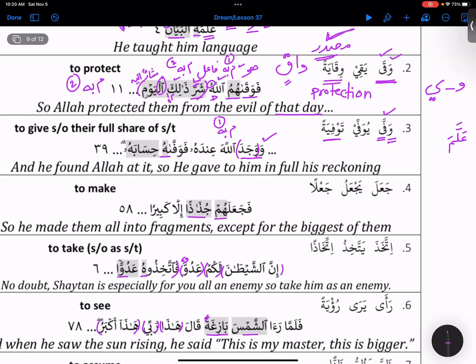So wajada is a fail that needs more than one maf'ulun bihi. That's why the first one is Allah. Then inda is the zarf, and it is mudaf, and the hu in it is mudaf ilayhi. So he found Allah near it, close to him. We can say it depends on what the ayah is saying, what the context is. This is a special mudaf, a zarf fragment, which we should label as MBF.